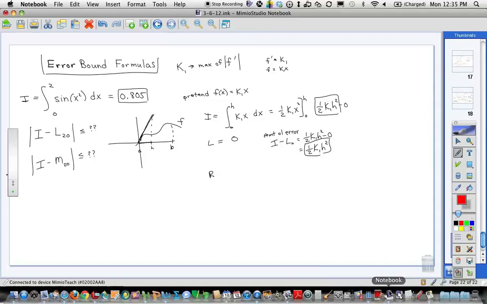Let's do a right rectangle while we're at it, because left and rights are pretty much determined by K1, right? They're pretty much dependent on the steepness. So what would be one right rectangle here?